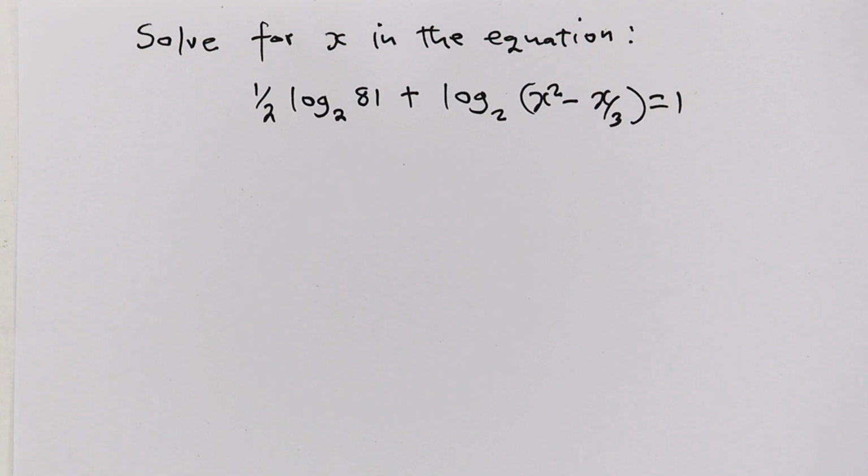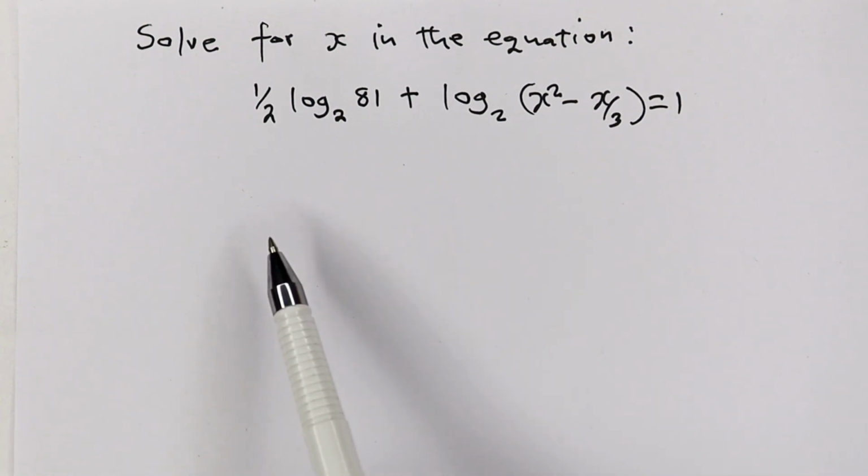Let us look at this nice question. Solve for x in the equation: half log to base 2 of 81 plus log to base 2 of (x squared minus x over 3) is equal to 1. So the first thing we must note is that not all the terms in this equation are logs.